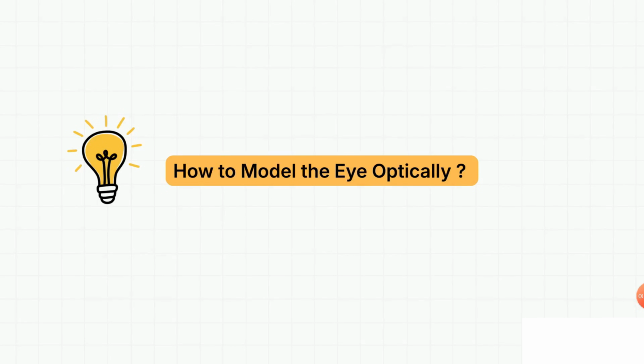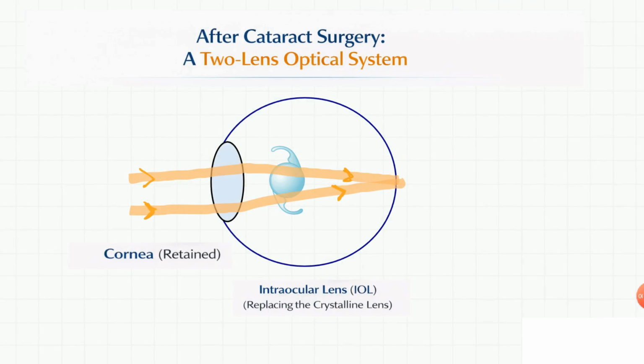To understand the IOL behavior, we must first ask a fundamental question. How do we model the eye optically? After cataract surgery, the eye becomes a two-lens optical system. The cornea, which we retain, and the intraocular lens, which replaces the crystalline lens. How we model these two elements determines how we define and predict the optical outcomes.